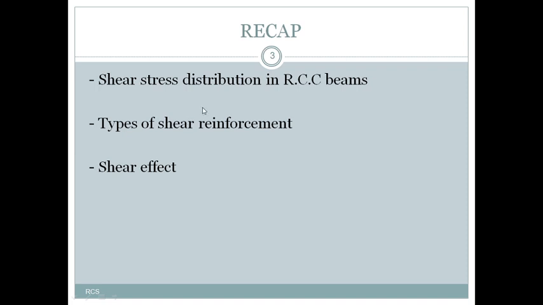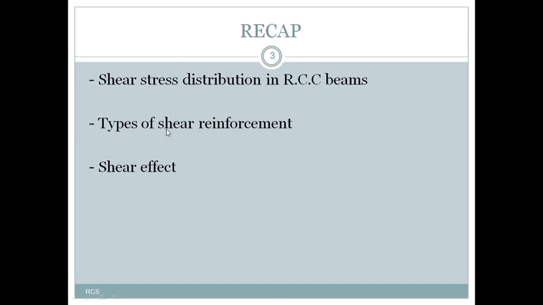To overcome that problem, our code IS 456-2000 has given one simplified equation in terms of average shear stress or the nominal shear stress, which can be calculated by tau v, that is, tau v is equal to V, the shear force, divided by the area of that particular cross section. And this is how we saw the shear stress distribution in RCC beams.